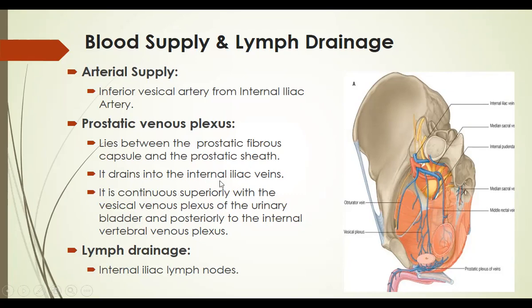It is continuous superiorly with the vesical venous plexus of the urinary bladder and posterior to the internal vertebral venous plexus. So this prostatic plexus is not alone, but is connected with the internal vertebral plexus as well as the plexus around the urinary bladder. This relation is important because if there is a case of carcinoma, it can spread through the veins. Coming to the lymphatic drainage, it drains into the internal iliac group of lymph nodes.